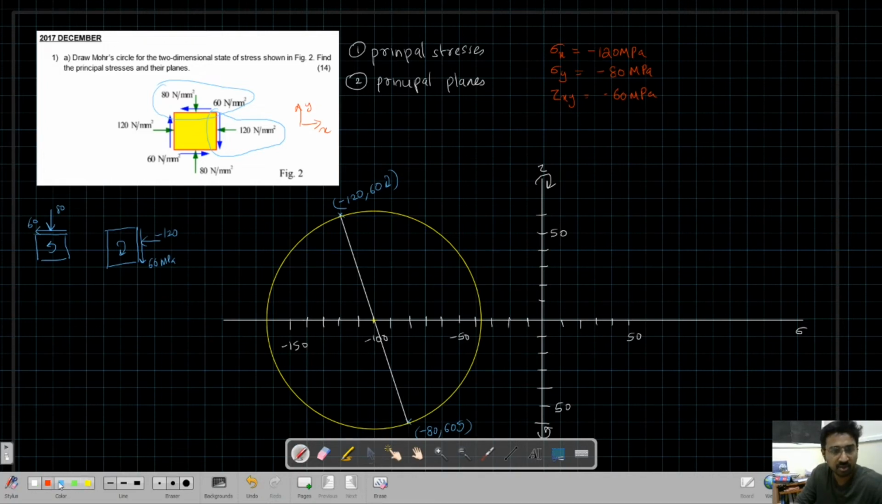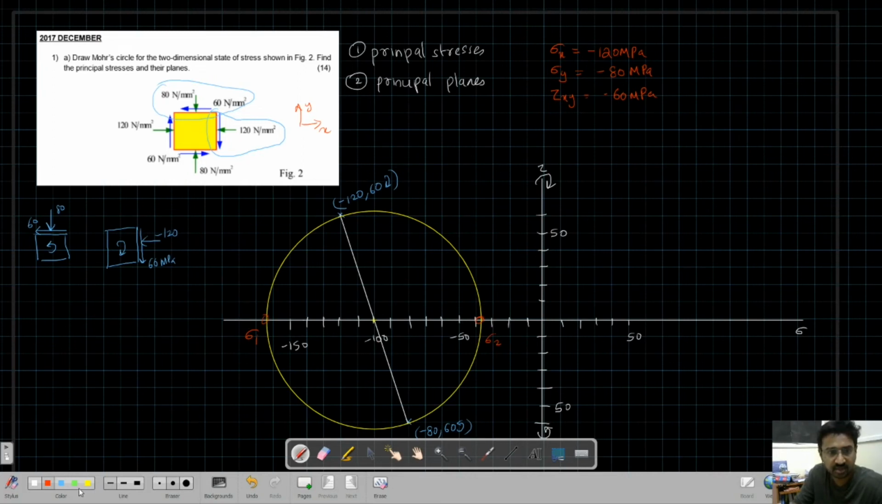Now we have 2 important points here, this point and this point. These 2 are very key points. These points represent the principal stresses. I'll call this sigma 1 and this sigma 2. The peculiarity of these 2 points is that the shear stress is 0, because they lie on the sigma line. So these 2 are principal stresses.